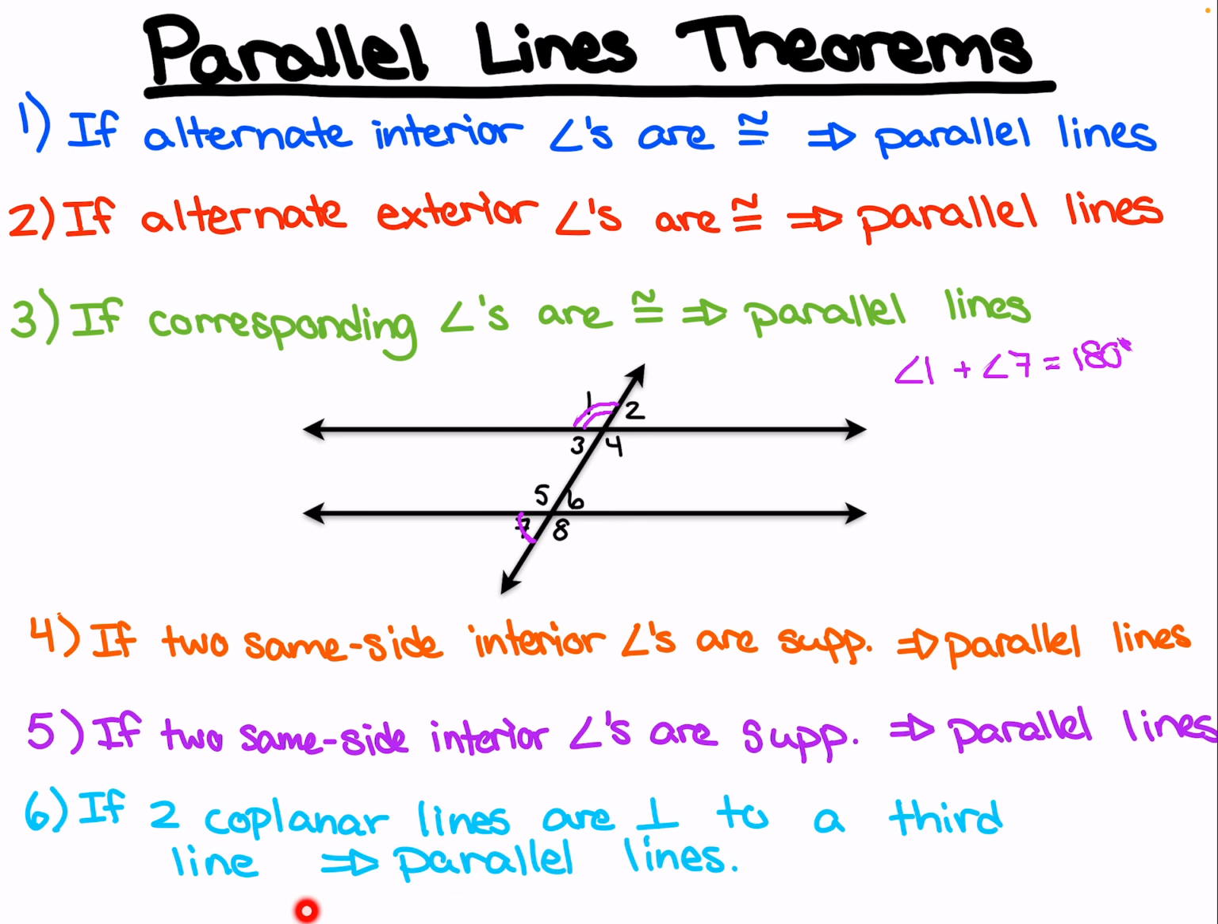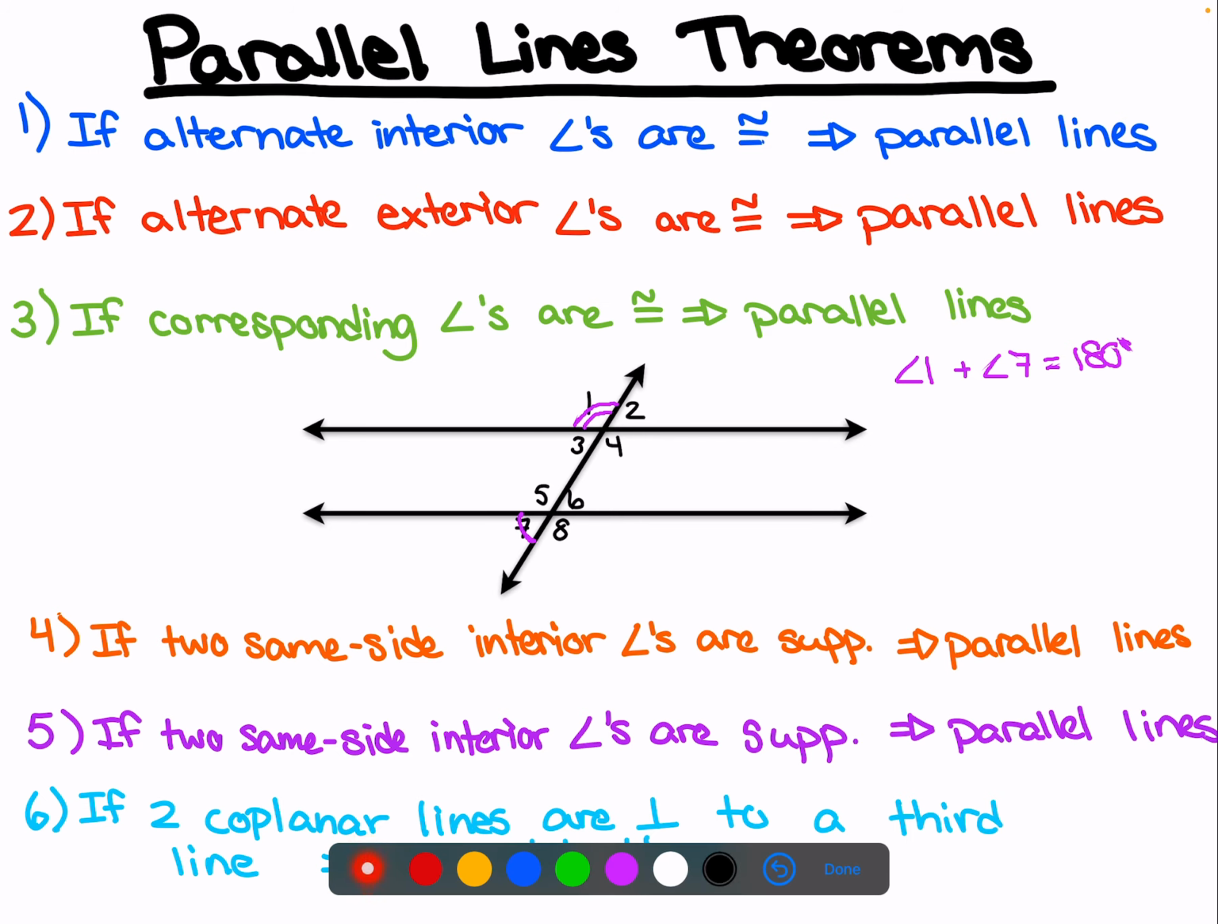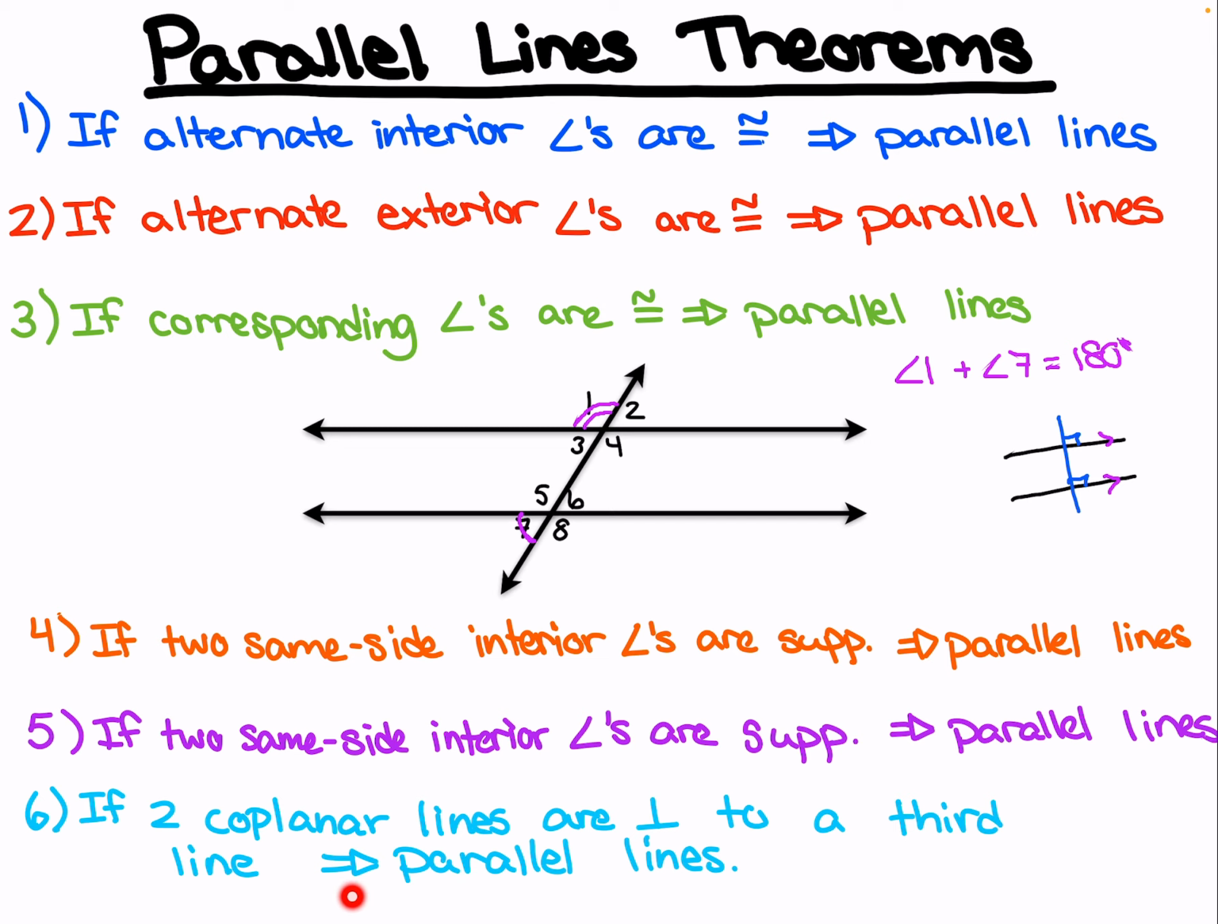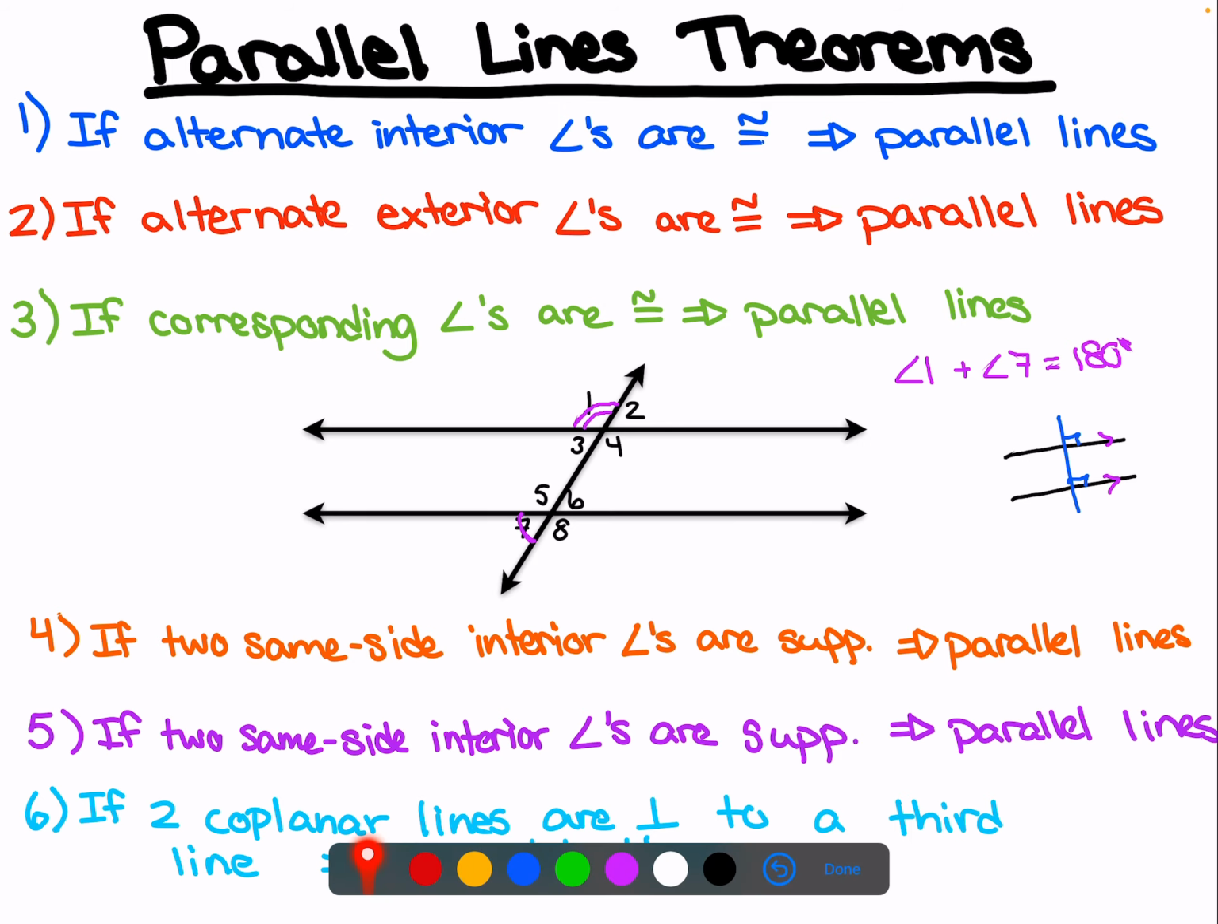Now, the last one down here states if two coplanar lines are perpendicular to a third line, that implies parallel lines. So if we have two lines and they're perpendicular to a third line, that implies that these two black lines are parallel to each other. That's all the sixth statement is saying. Again, these are all things that we've covered in the past, so make sure that you are familiar with these, because you will need to know them regardless.